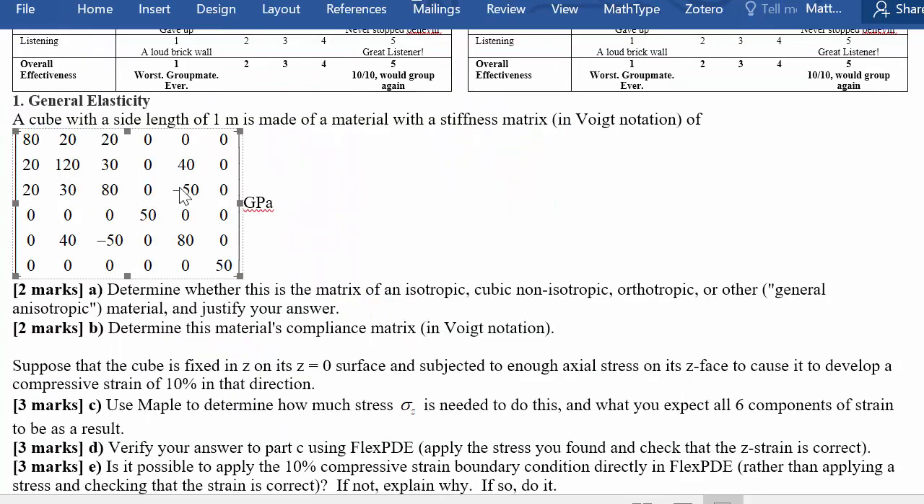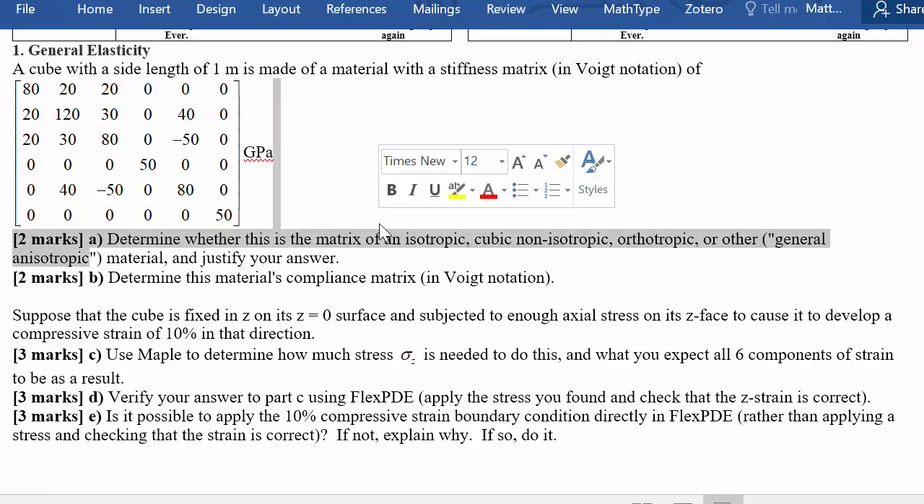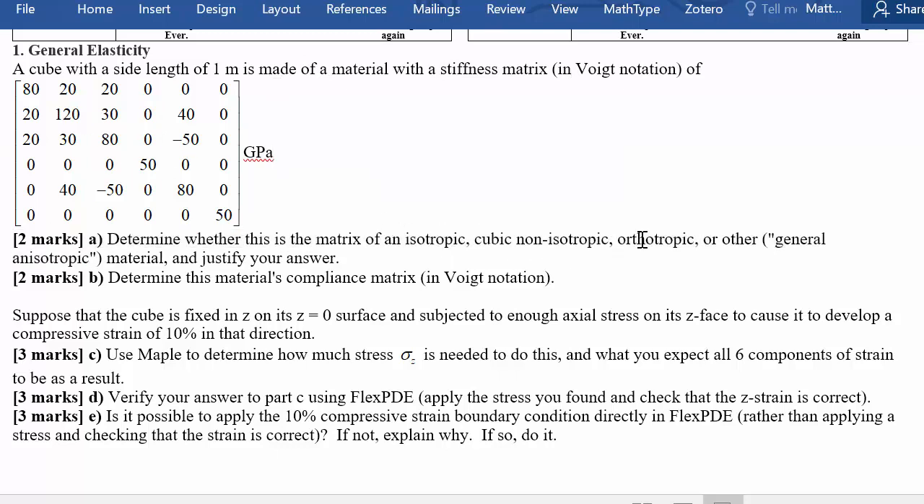The first question gives us this matrix, specifically a stiffness matrix. That's why it's in Pascal-type units in this Voigt notation for some unknown material. And it asks us to figure out whether this is a matrix of an isotropic, non-isotropic, orthotropic, or general anisotropic material.